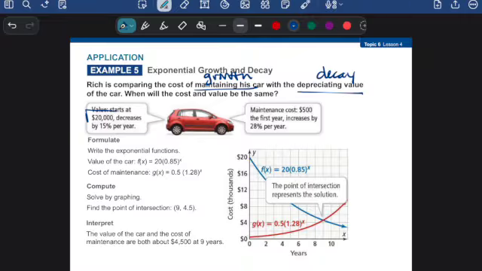So looking at our depreciation function, the initial value is $20,000. You can see that in our graph, it's giving us the cost in thousands, so we're going to ignore 3 zeros. We're going to ignore the thousands. It's decreasing by 15% per year. So remember, if it's a decay factor, we're subtracting from 100%, so it would be 1 minus 0.15.